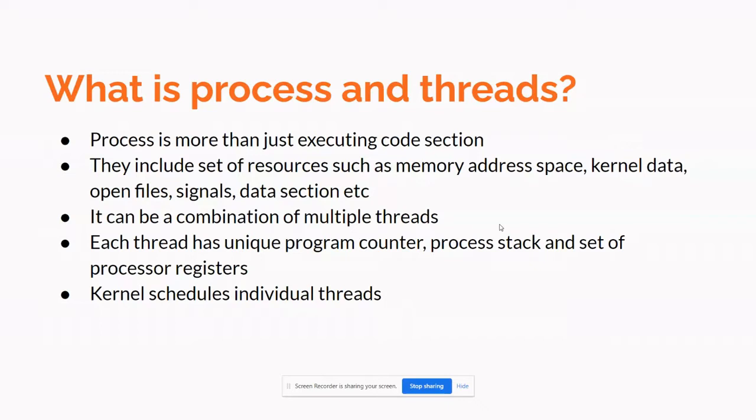Threads of execution, or simply threads, are objects of activity within a process. Each thread has a unique program counter, process stack, and set of process registers. But some of the other things, like signals, are shared between different threads within a process. The kernel schedules the individual threads.